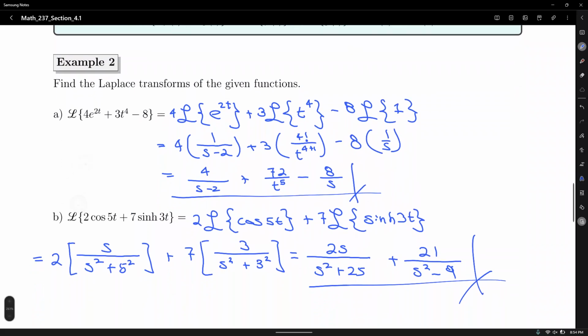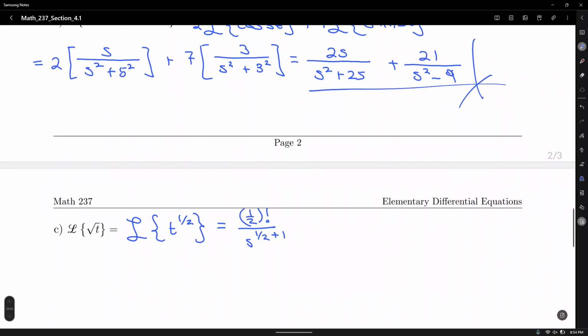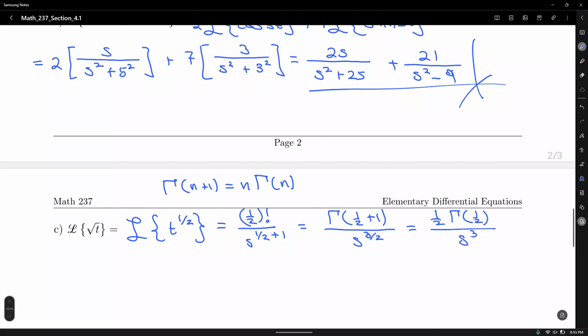All right, so what are we going to do? Number one, we will write this 1/2 factorial as gamma of 1/2 plus 1 divided by s to the 1/2 plus 1, s to the 3/2. Okay, how do we evaluate gamma of 1/2 plus 1? Recall that gamma of n plus 1 equals n gamma of n from our notes on the gamma function. So this will be 1/2 gamma of 1/2 divided by s to the 3/2.